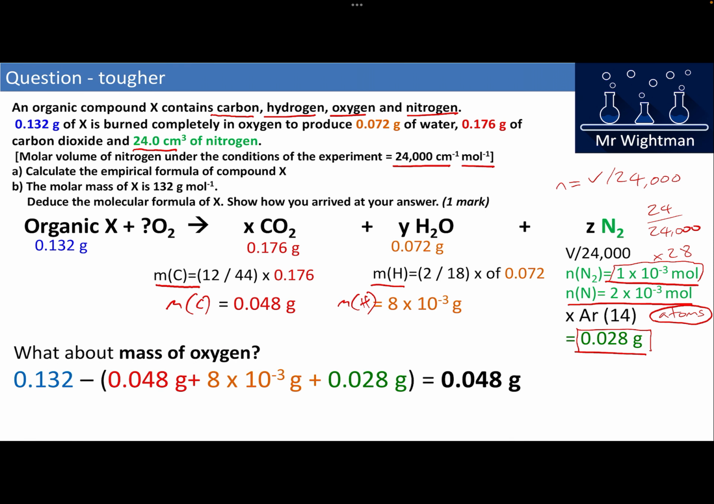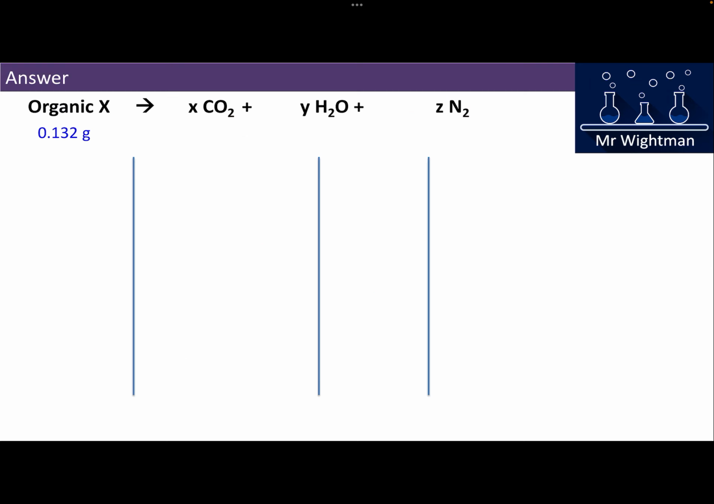rearranging the equation. So the mass of our organic compound X would be the mass of carbon, hydrogen, oxygen and nitrogen. And now we have carbon, hydrogen and nitrogen. We just need to rearrange to get oxygen. We also have our organic compound X. And so after rearranging, it comes out like the previous question actually, 0.048 grams of oxygen is how much you'd have of it. And then we're now at the stage where we want to find the moles again.